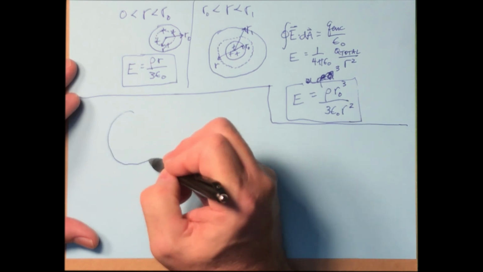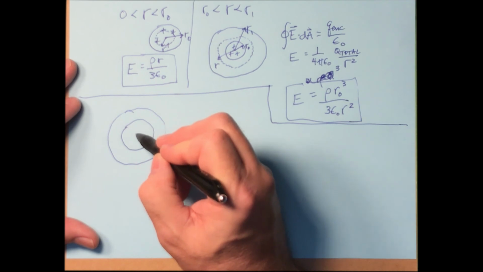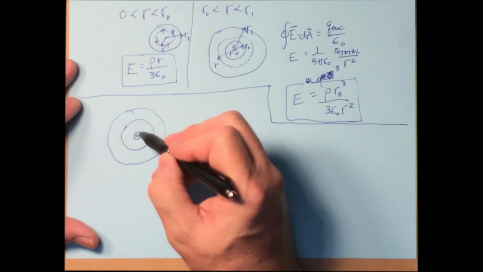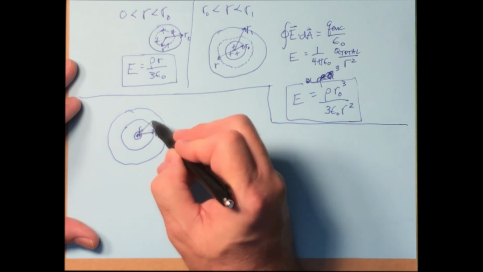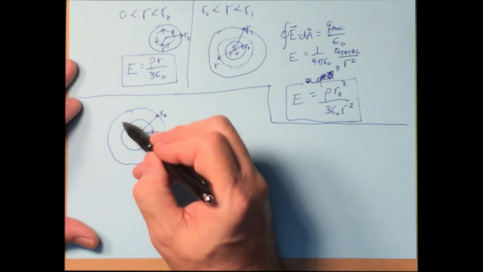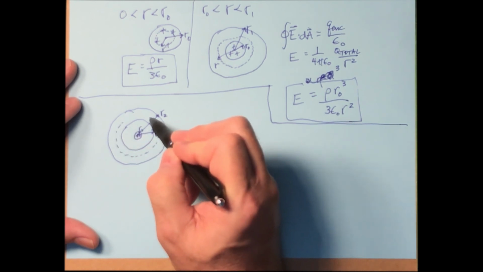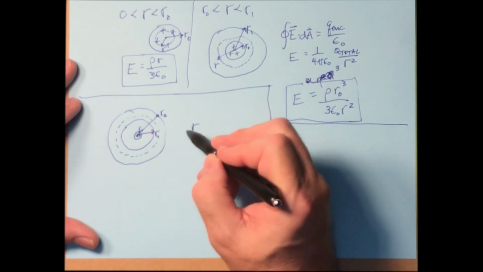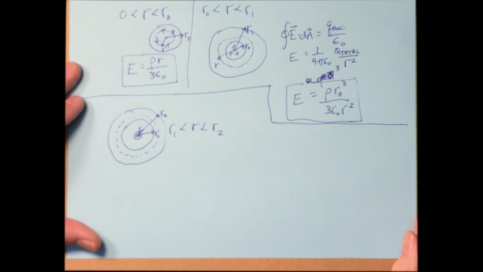So here's the outer region. Here's the inner radius. And there is the positive charge distribution that we have at the center. That has a radius R0. It's not going to play a role here. This is R1, and this is now R2. And our Gaussian surface is going to be in this region and is going to vary between R1 and R2.